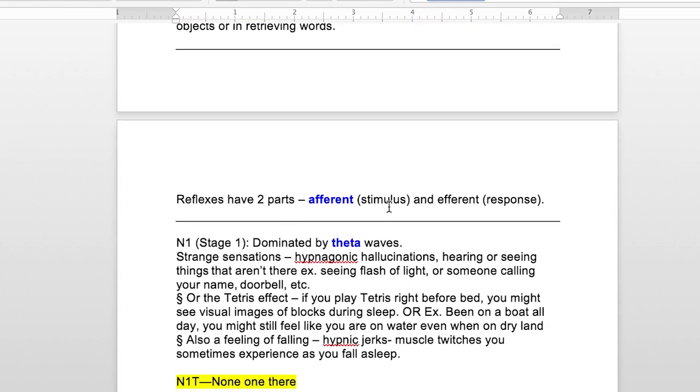Reflexes have two parts, afferent versus efferent. So the way I think of it is that A is before E. Stimulus has to happen first for it to warrant a response. So afferent comes first, so that is a stimulus. And E is a response because E stands for exit. And once you get a stimulus, the response is the exit from the body.